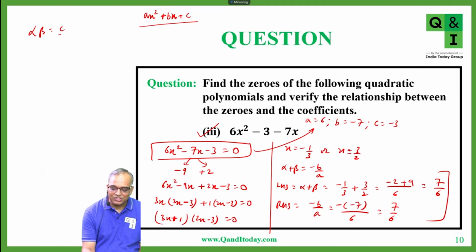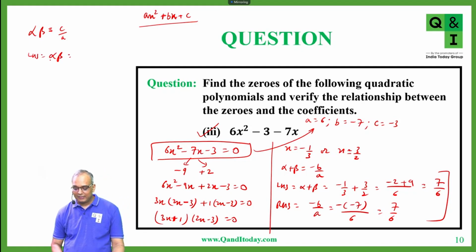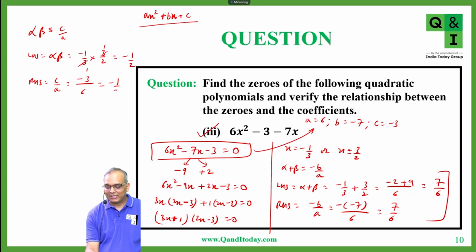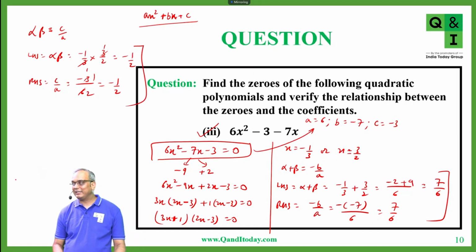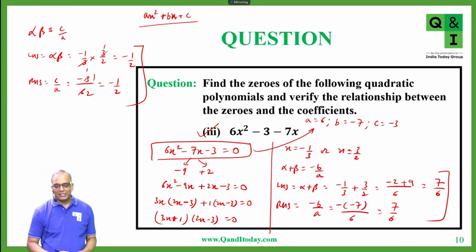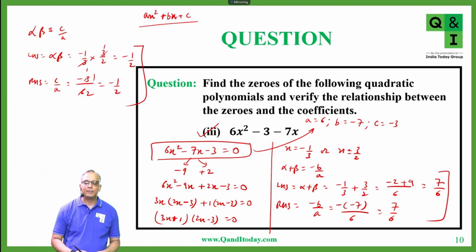Now students, alpha into beta is equal to C by A. Let us check this relation as well. Your LHS is product of zeros, that is alpha into beta, right? So product of zeros, minus 1 by 3 into 3 by 2. 3 gets cancelled. So you have minus 1 by 2. Your RHS is C by A, which is negative of 3 by 6, which is negative of 1 by 2. So your LHS is equal to RHS again here, which is verified. So both the relations are verified with these zeros, minus 1 by 3 and 3 by 2.